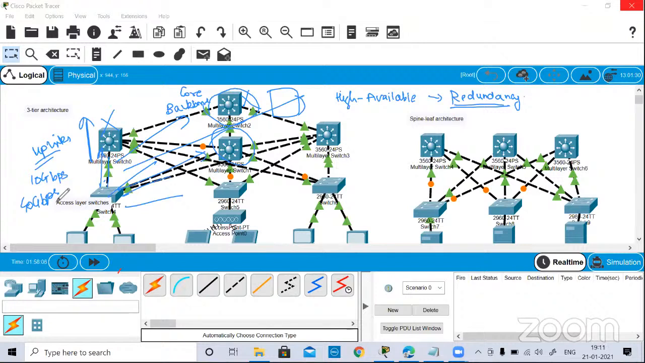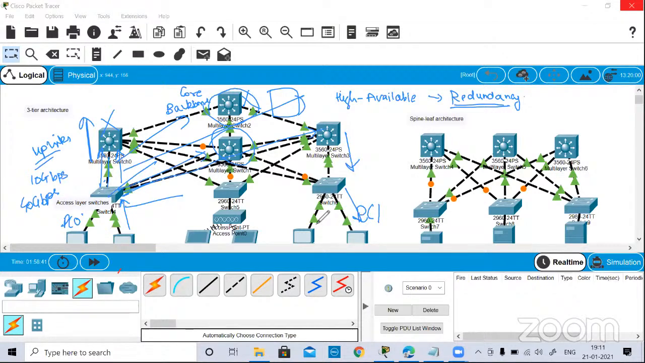The second thing you see is that if a packet has to go from PC0 to PC1, it has to first go to the access, then to the distribution layer. Since this is not directly connected, if it is not blocked, you can send your traffic to this other distribution layer switch. From there it will go to this access layer and then come to this PC.